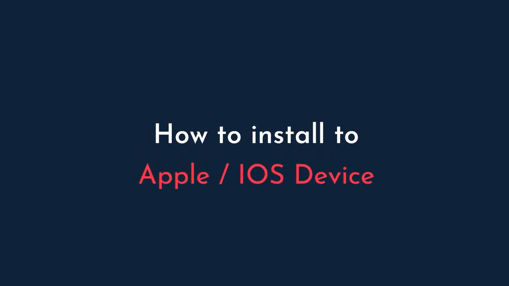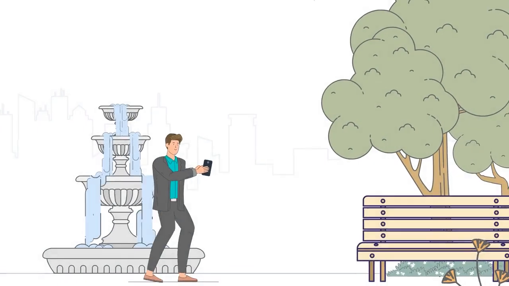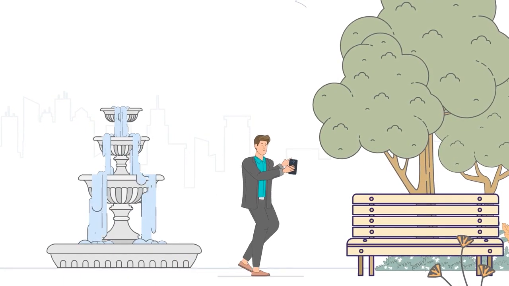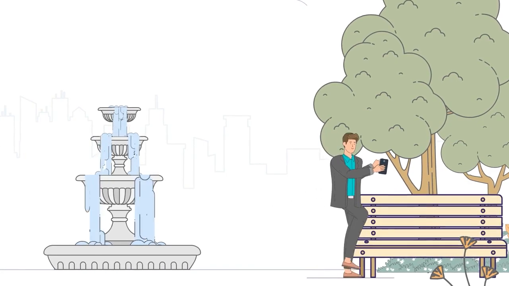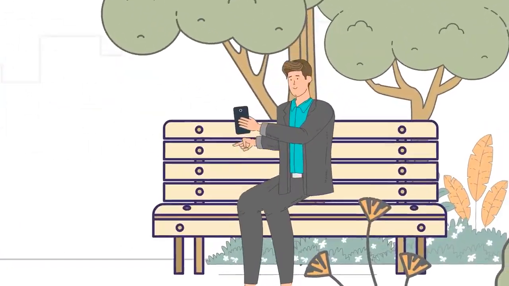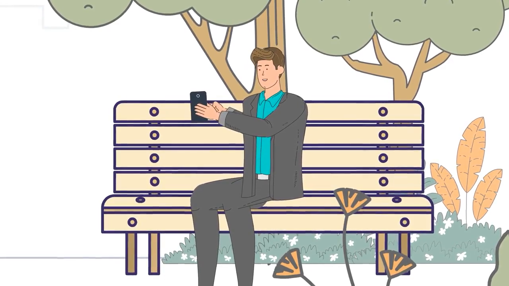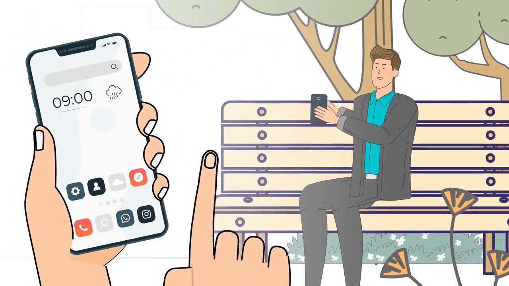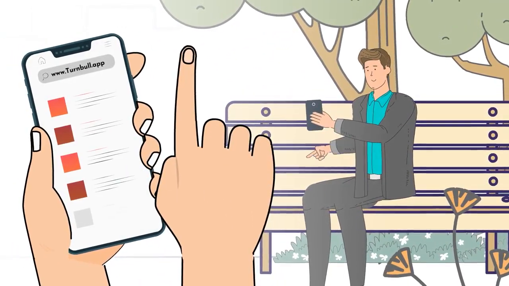How to install Turnbull.app on an Apple iOS device. With no software to download, using Turnbull.app on the go is very straightforward. To add Turnbull.app to your iPhone's home screen, open Safari or Chrome browser.